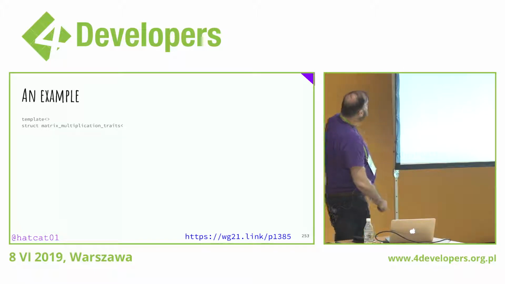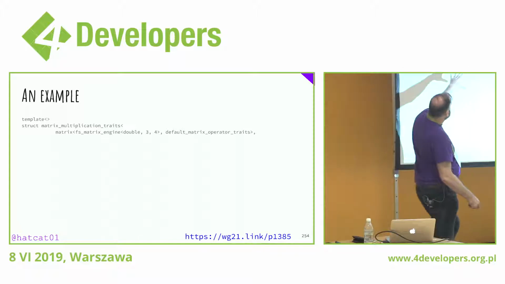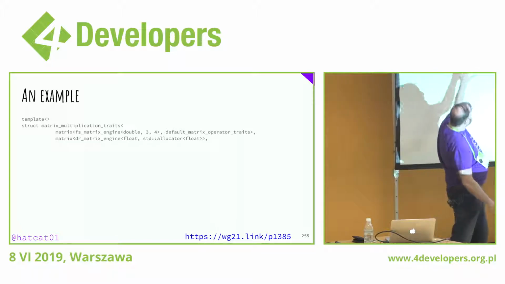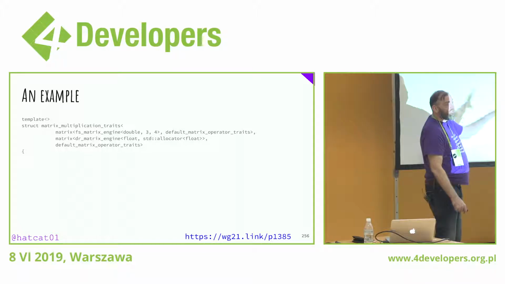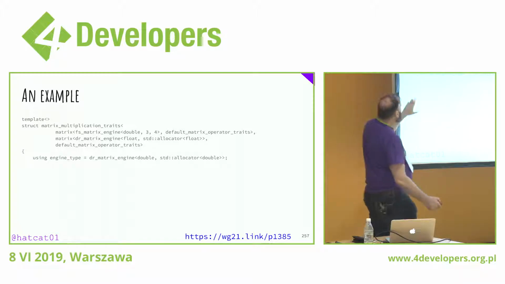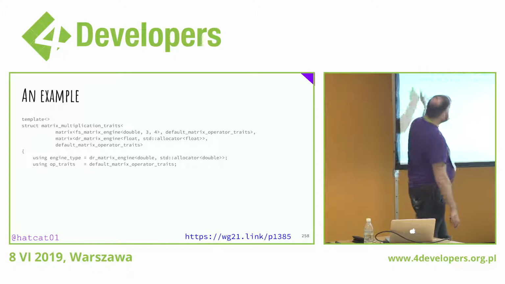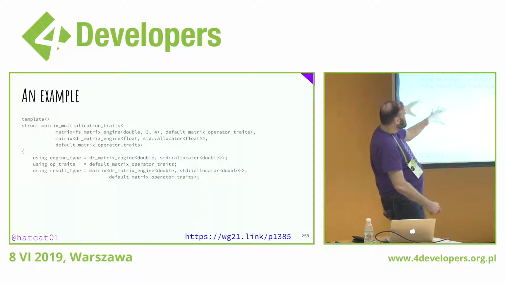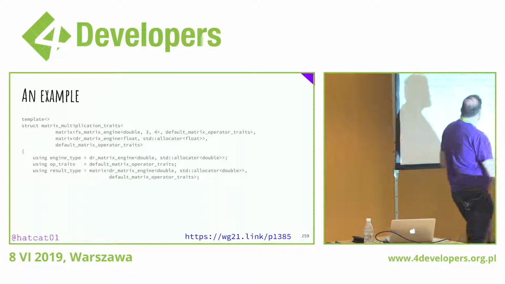So we have a struct matrix multiplication traits over matrix, fixed size matrix engine double, 3, 4, default matrix operator traits. Matrix dynamic resizable matrix engine float, std allocator. And then default matrix operator traits. Okay? Good. So using engine type equals dr matrix engine double, std allocator double. Using op traits equals default matrix operator traits. That was easy. And using result type equals matrix dr matrix engine double, std allocator double, default matrix operator traits.